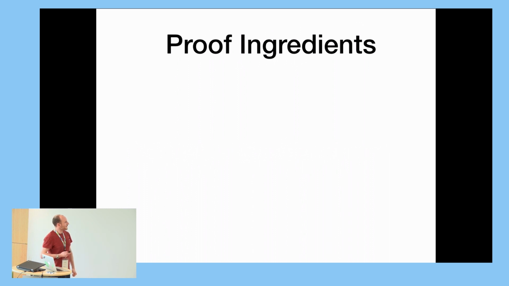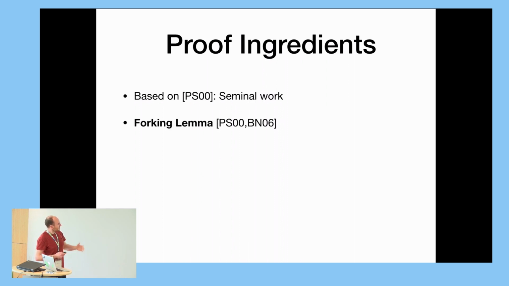So for this proof, we need some ingredients. Okay, and mostly we follow the proof of Pointcheval and Stern, given in their seminal work from Journal of Cryptology 2000. And so notably, this work introduces what is today known as the forking lemma. It's a technique for rewinding an adversary, running it twice, and then getting two answers in order to solve some hard problem.